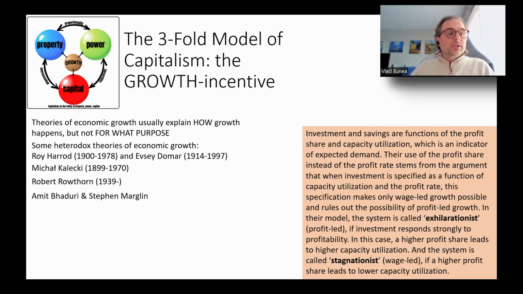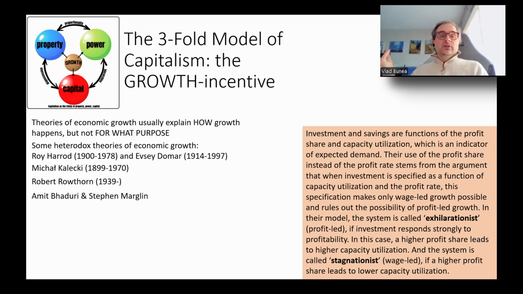Two other authors, Amit Bhaduri and Stephen Marglin, look at investments and savings, and they think that they are functions of the profit share and capacity utilization, which is an indicator of expected demand. This is another jargon term. Expected demand is what the companies think we, the consumers, will want from them, how much they think we will buy from them. Their use of the profit share instead of the profit rate stems from the argument that when investment is specified as a function of capacity utilization and the profit rate, this specification makes only wage-led growth possible and rules out the possibility of profit-led growth.